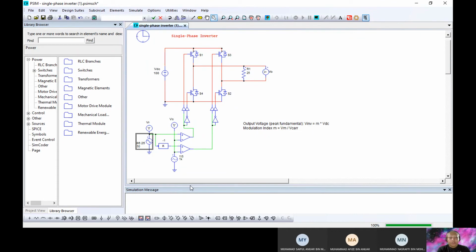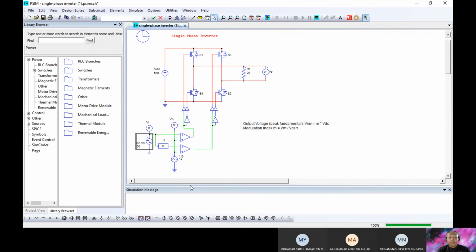We are going to present our simulation assignment, which asks us to construct and simulate a 50 hertz single phase full bridge inverter with SPWM control techniques. The question states the DC supply, Vs, is 100 volts, and the semiconductor power devices used to construct the circuit are ideal IGBTs, and the AC load is only a resistive load of 25 ohms.